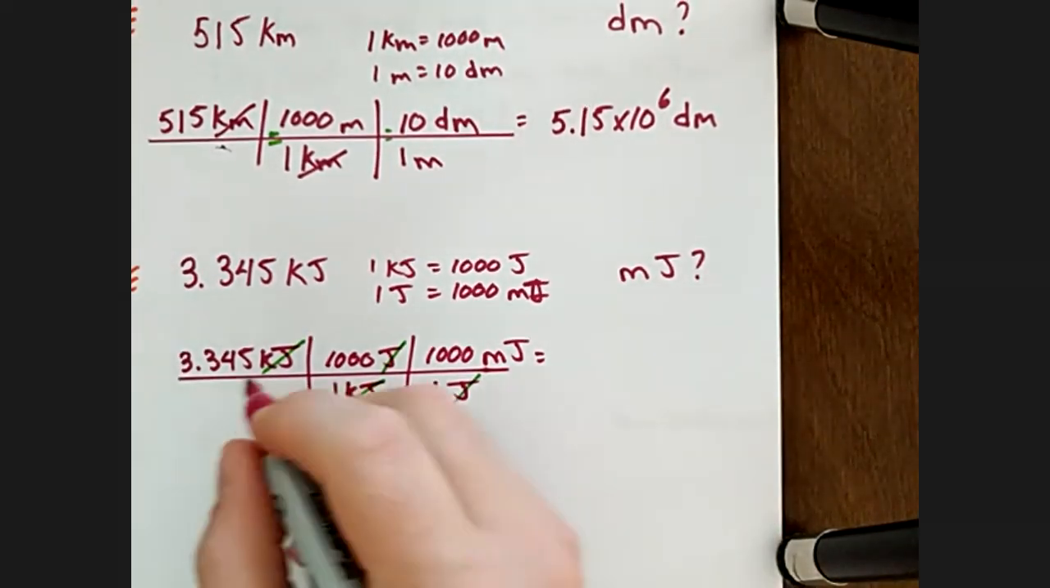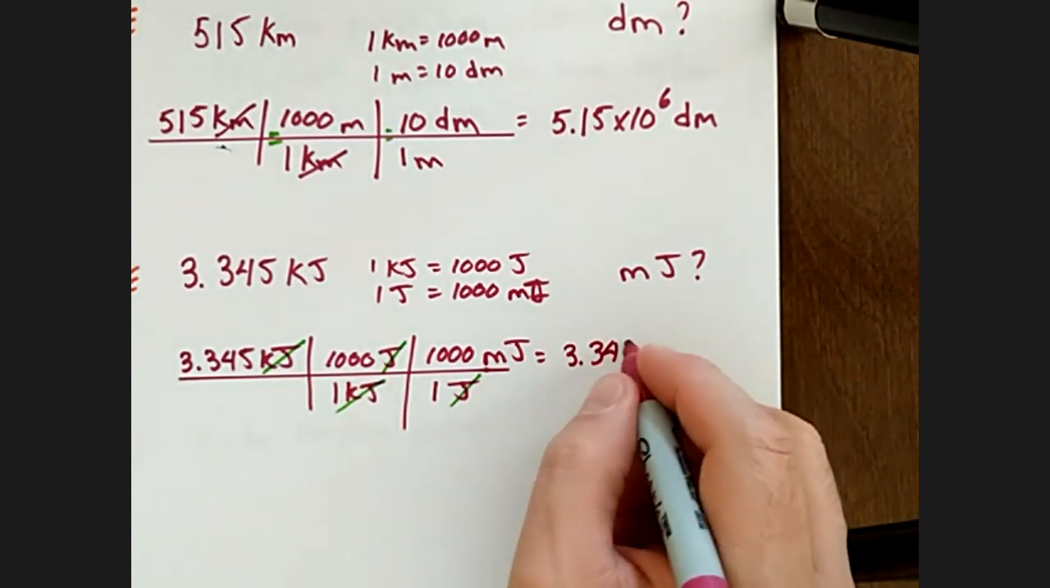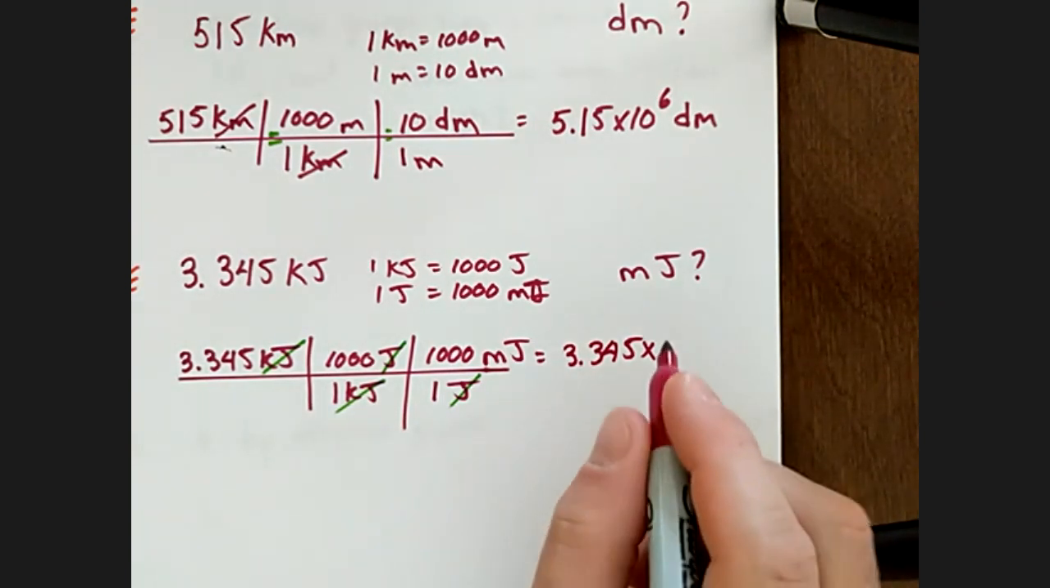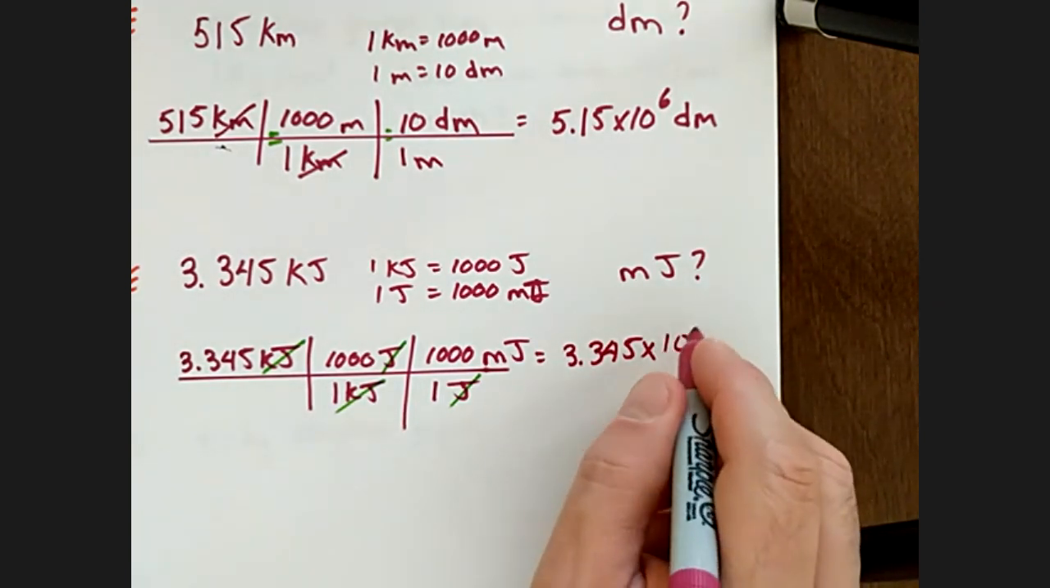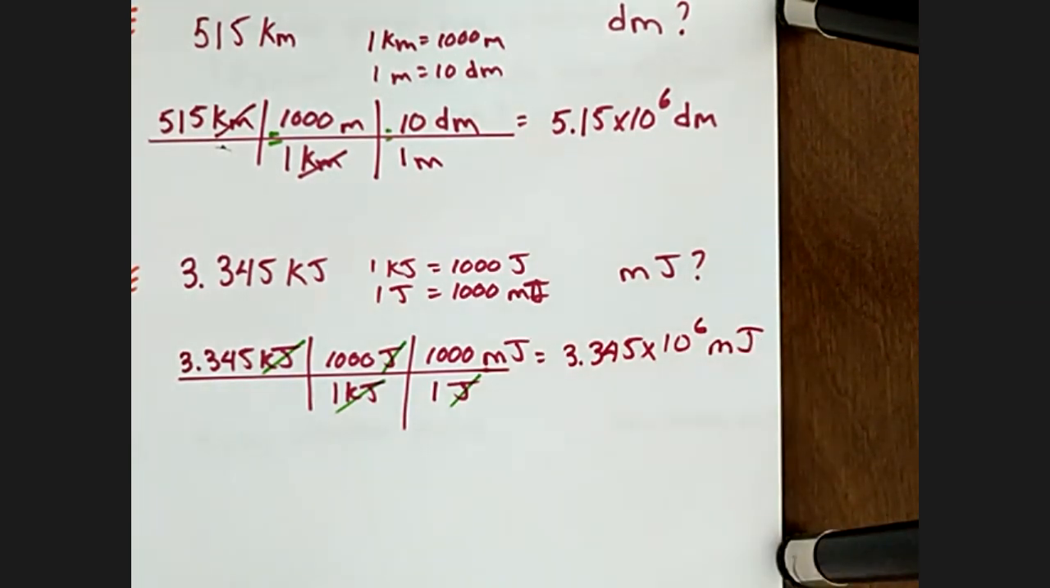So since I haven't changed anything else here, I still have 3.345, right? That number hasn't changed. And then it's times 10 to the 6th millijoules.